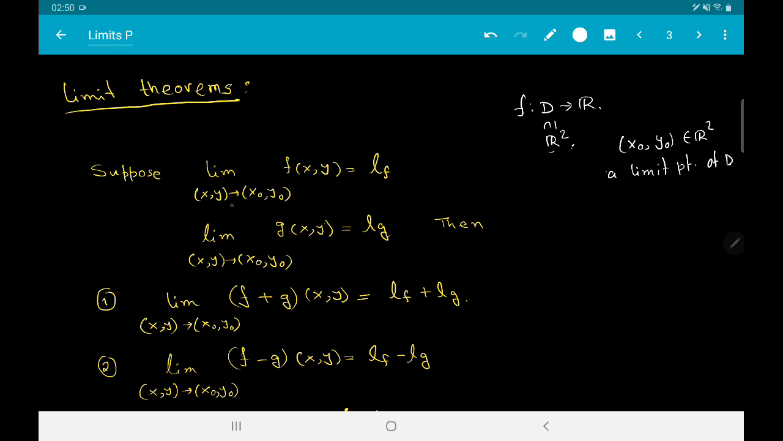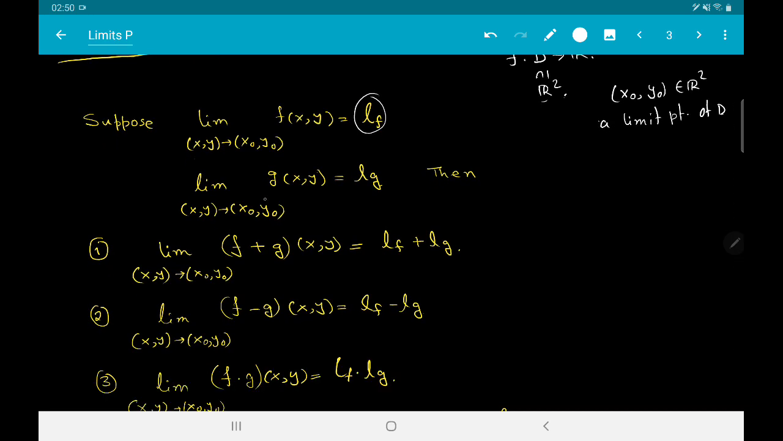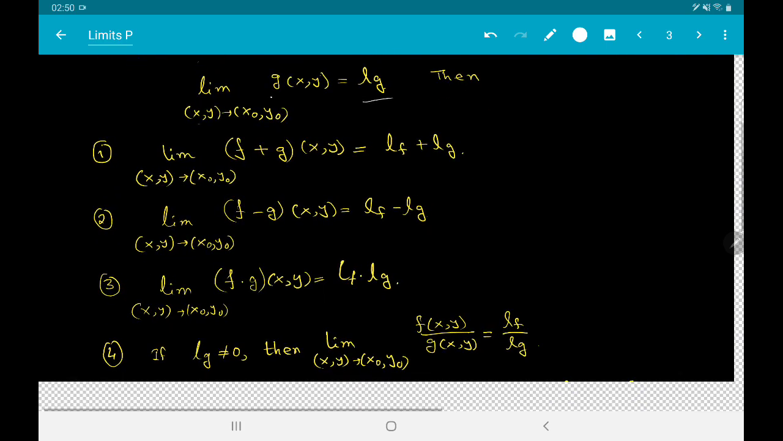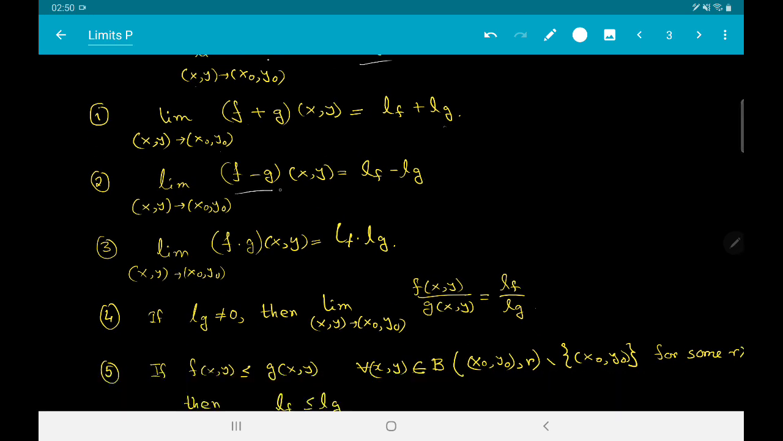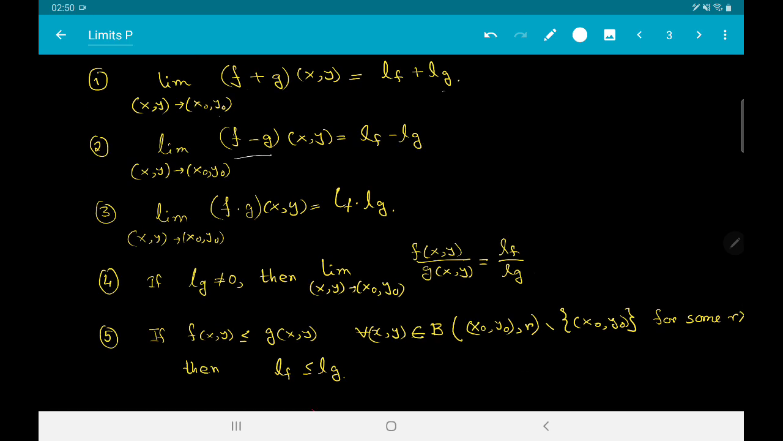So suppose that the limit of f as (x, y) tends to (x0, y0) exists and is equal to this quantity LF, and suppose also that the limit of g as (x, y) tends to (x0, y0) exists, and this is given by LG. So then what happens? Then if I want to take the limit of f plus g as (x, y) tends to (x0, y0), it becomes the sum of these two limits. Similar thing happens for f minus g, product of fg.